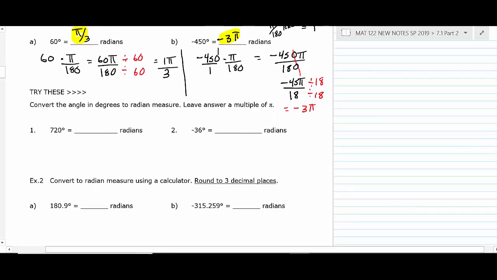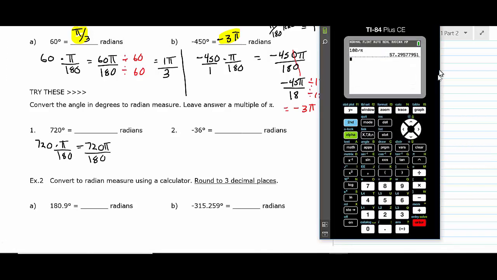Okay, so let's run through this and let's see what you did here. So this one, you just do 720 times pi over 180. And that's 720 pi over 180. Now, one thing you can do, just take your calculator, and what you'll find on this, if you can't do this in your head, 720 divided by 180 is just going to give you 4. So this would be 4 pi.